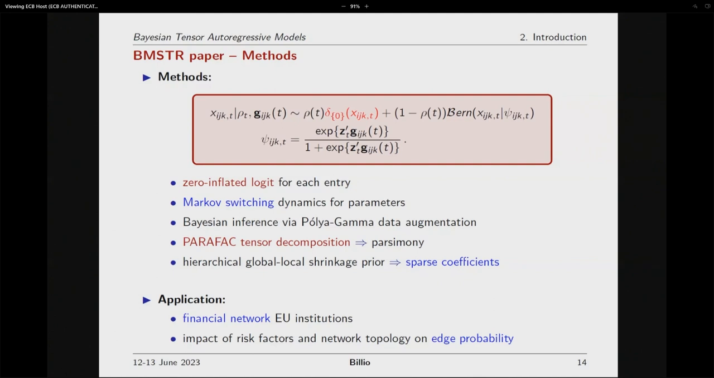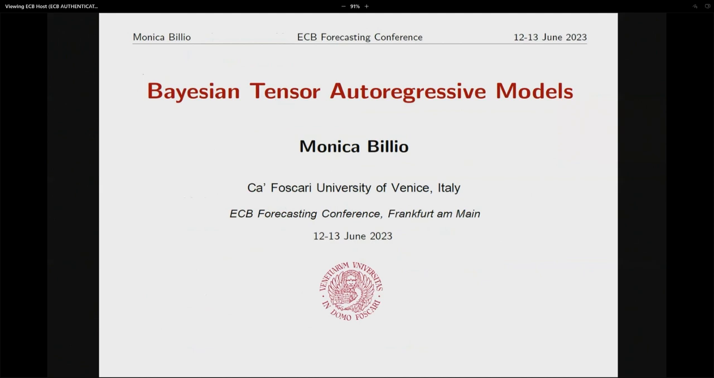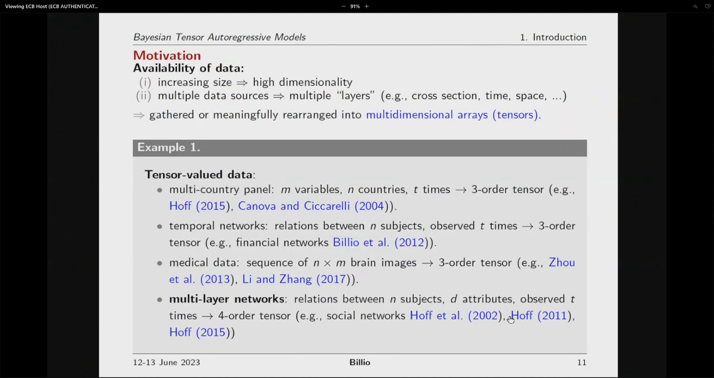There, the application is for a financial network, in this case for European institutions, and in some way it is an exercise related to the beginning of the history when we worked with networks for the financial system, and the impact of risk factors and network topology, in this case on edge probability, then on the presence of an edge or not.